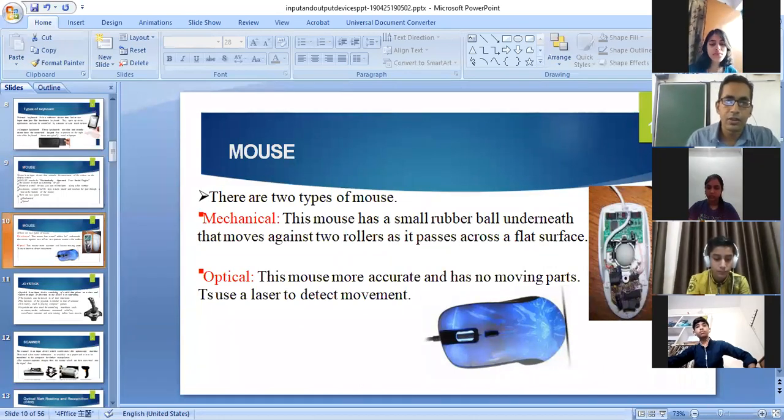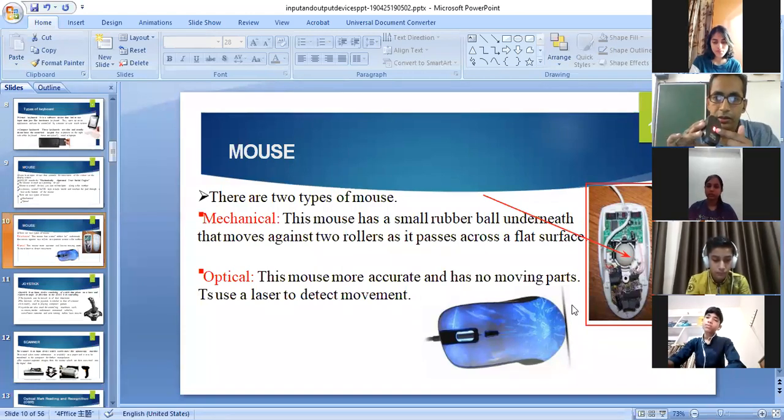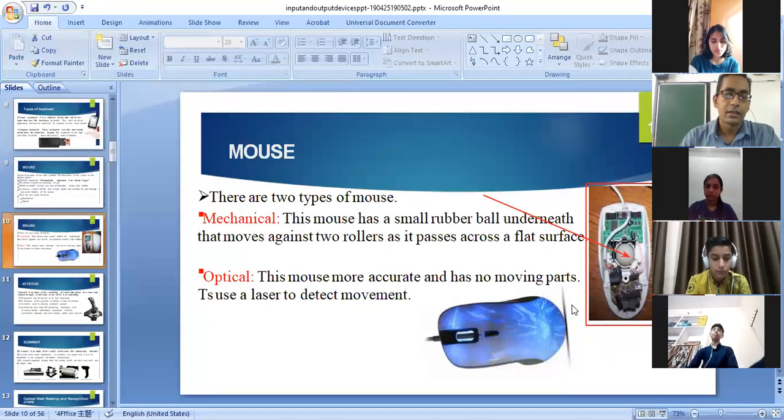Let's see, there's a figure over here. These are the mechanical mouse. You can see there's a ball over here. Nowadays this ball is replaced with a LED that you see generally underneath a mouse. You can see I am also having a mouse. There's a LED below it. Okay, this ball is replaced with a LED.